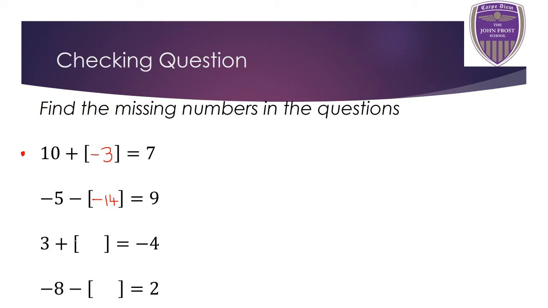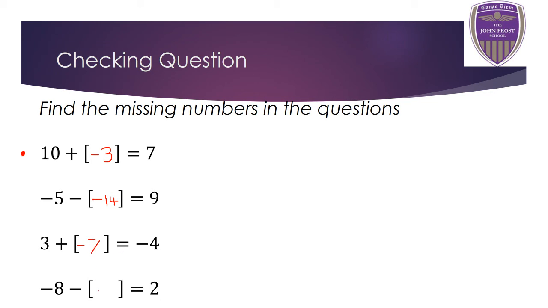Next one, 3 add something is minus 4. So we're adding something, yet the number's getting smaller. So clearly we're adding a negative here, because adding a negative is the same as subtracting. So let's think about 3 take away something is minus 4. What do I have to take away from 3 to get minus 4? Well, that's going to be 7.